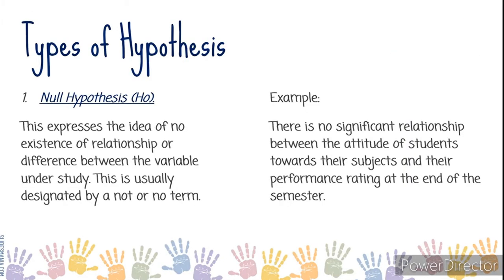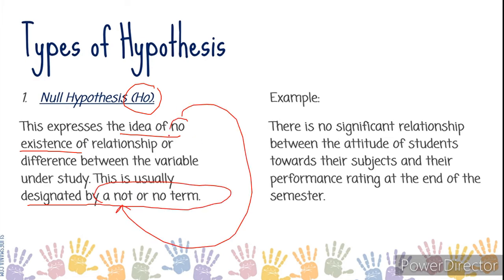We have two types of hypothesis, and that is the null hypothesis. It is denoted by HO or H sub O. This expresses the idea of no existence of relationship or difference between the variables under study. This is usually designated by not or no term. So the keyword here is no or not. Or in statement, meron kayong laging nababasang there is no significant. Kapag may nabasa kayong there is no significant, automatic po na null hypothesis siya. Again, this expresses the idea of no existence.